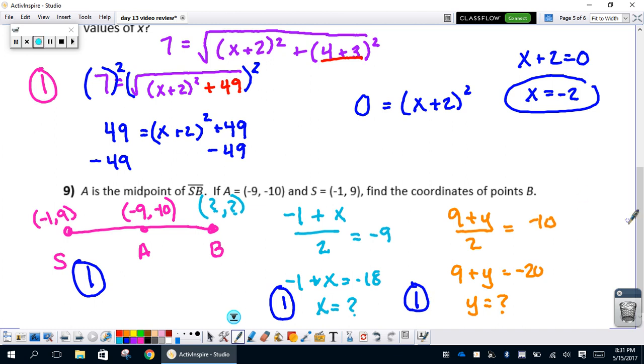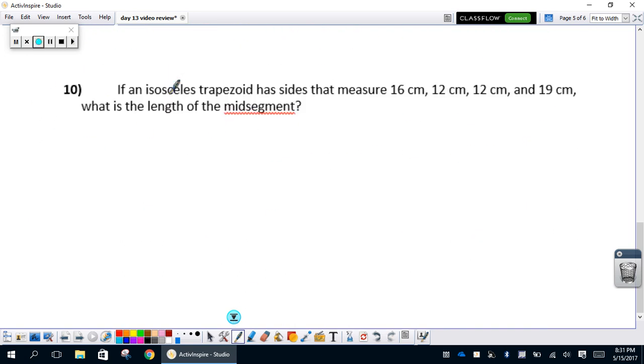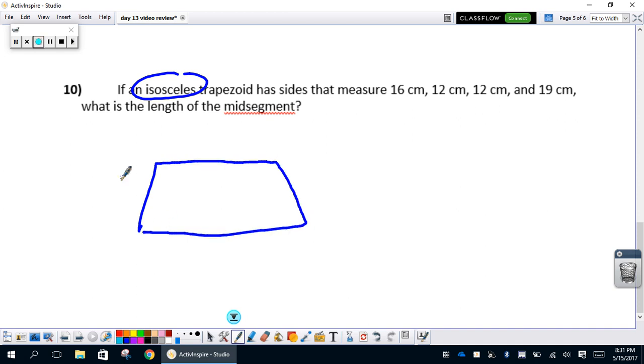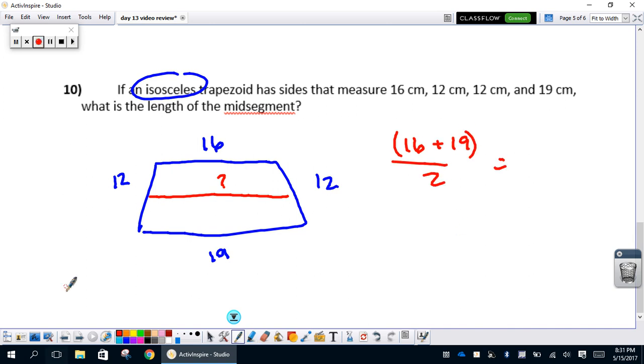Alright, number 10, you have a trapezoid. You need to find the mid-segment. The nice thing is that it's isosceles, which means those two non-base sides are equal. So make those your 12, your 16, and your 19, and then you want to find the mid-segment. So, mid-segment equals base plus base divided by 2. And I will give you a point if you have the picture and a point if you have the right answer. Because if they don't give you a picture, you probably should draw one. Okay?